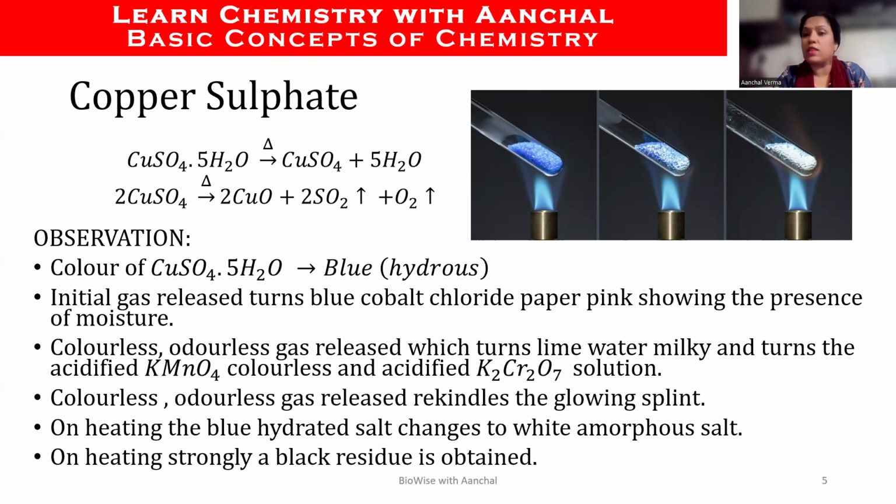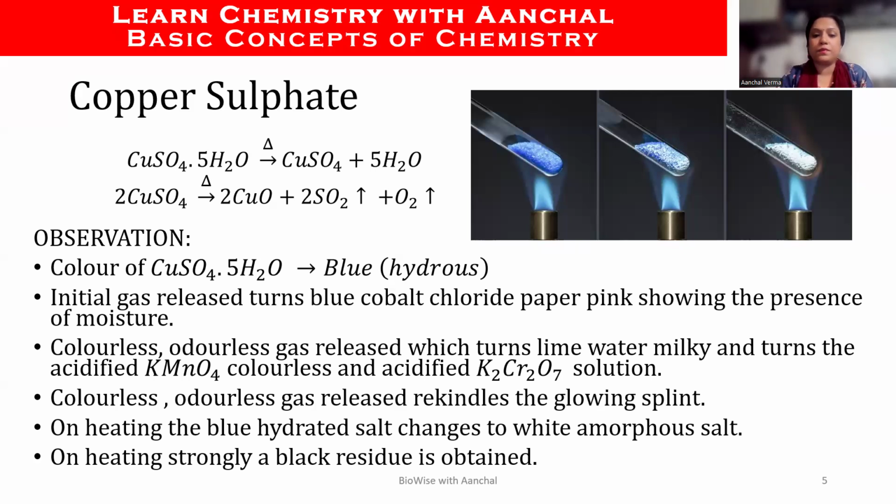Now, sulfur dioxide, like carbon dioxide, turns lime water milky, but at the same time, it also decolorizes KMnO4 from pink to colorless and also changes the color of potassium dichromate from orange to green.